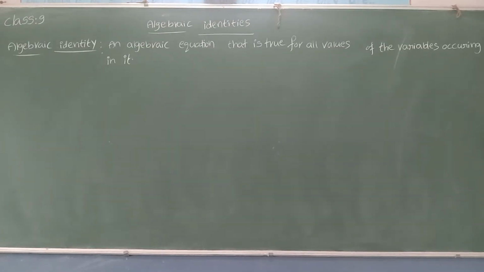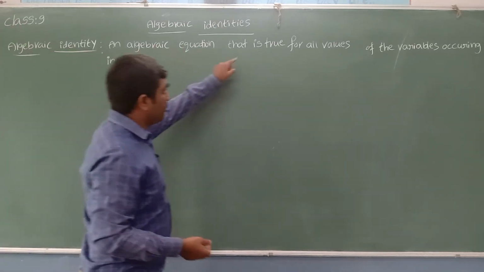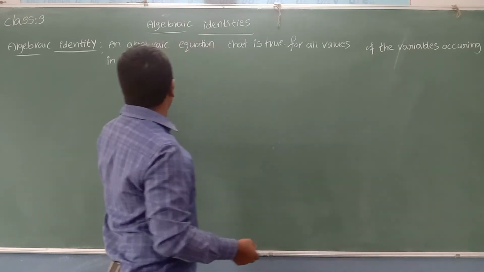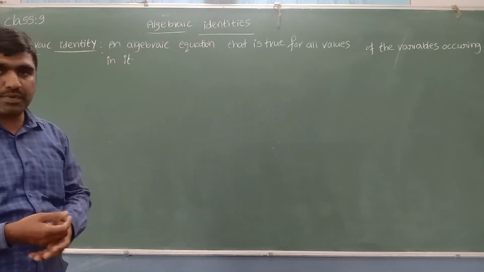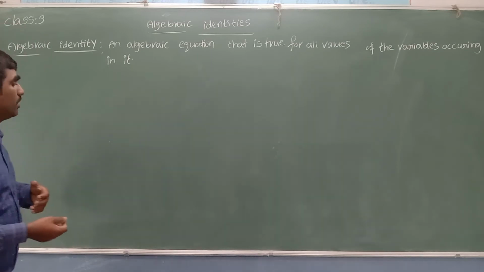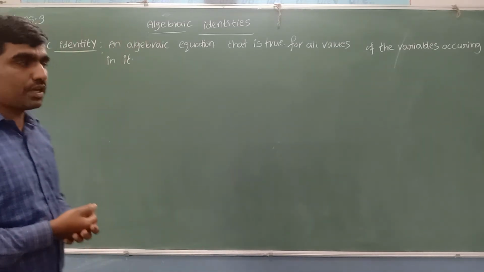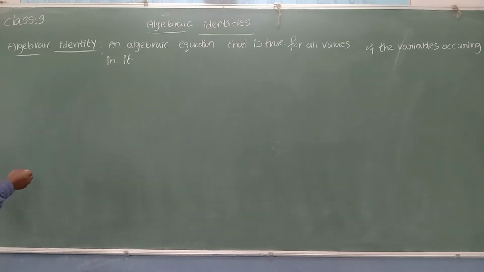Yes, children, I just explained what an algebraic identity is: an algebraic equation that is true for all the values of the variables occurring in it. I just explained with an example. Now, already in 8th standard we learned some identities. So let me recall those algebraic identities once.